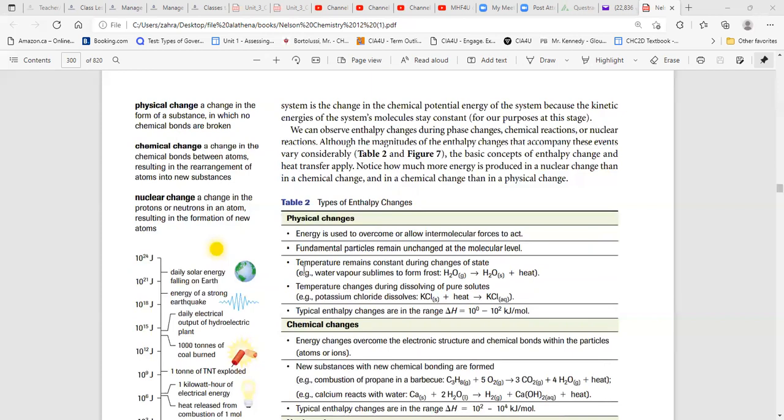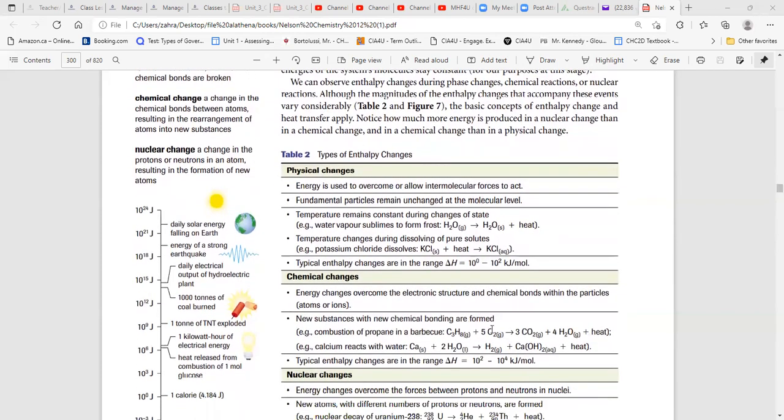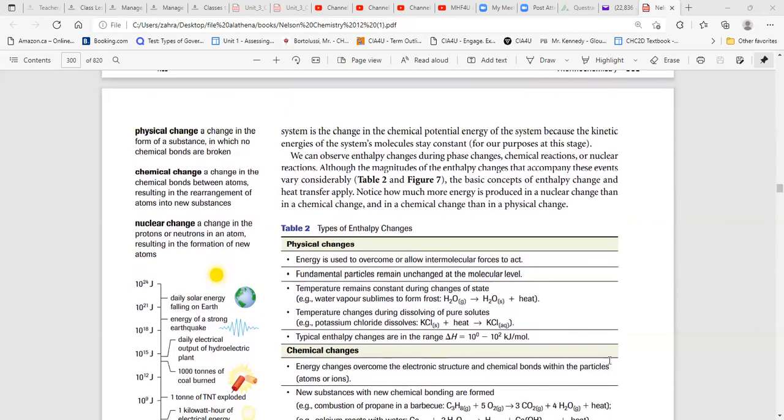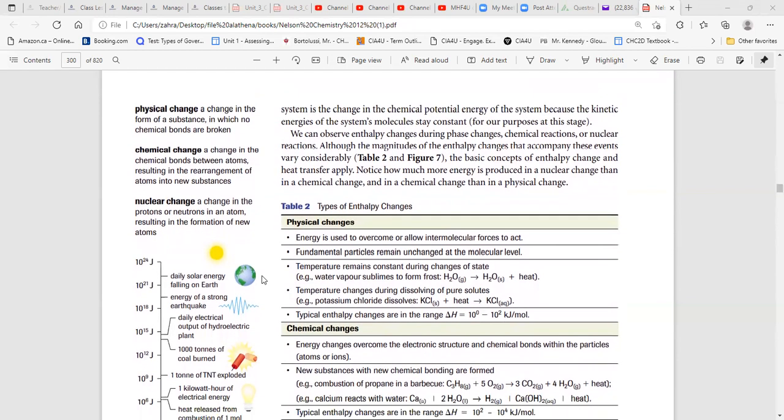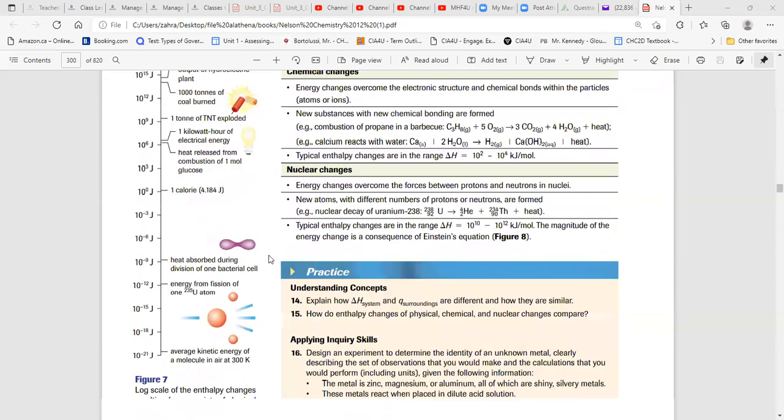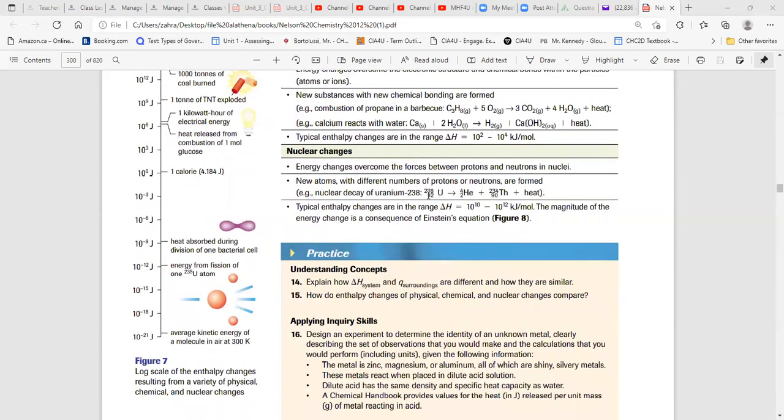In any phase change, the material will stay the same. A chemical change will be entirely different, the product will be different from the reactant. So here you have C3H8 plus O2 burning, giving you different materials, carbon dioxide and water, and heat will be produced. Nuclear change is when the number of protons and neutrons in an atom changes. It's like uranium-238 will become Th-234. So the number of protons is changed.